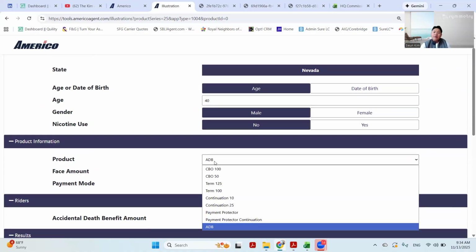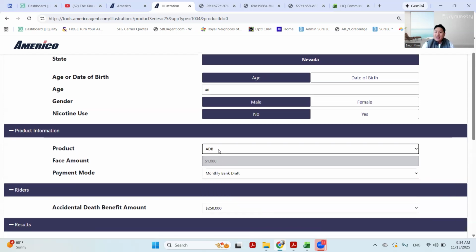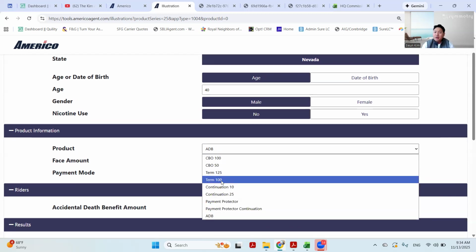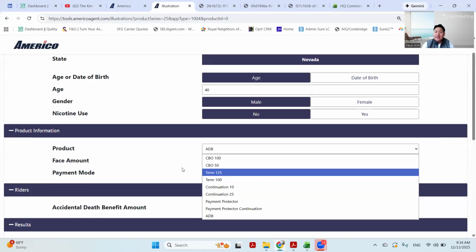So if you don't have your health license and you still want to sell an accidental death benefit plan to give them a better coverage so that it's more attractive, then you can always add this on top of like a term 100 or like an IUL, things like that. Okay.